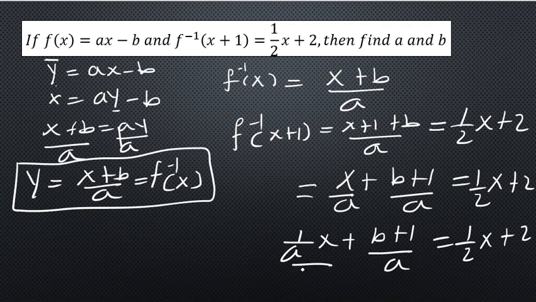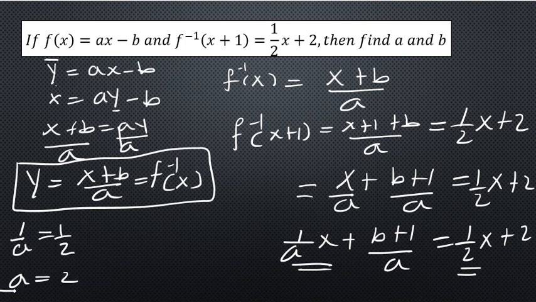Therefore, we can equalize the coefficient of x here and the coefficient of x to the right side. The coefficient of x to the left side is 1 over a. The coefficient of x to the right side is 1 over 2. So we can equalize it. When you do that, 1 over a is equal to 1 over 2, which means by crisscross process, the a value will be 2.